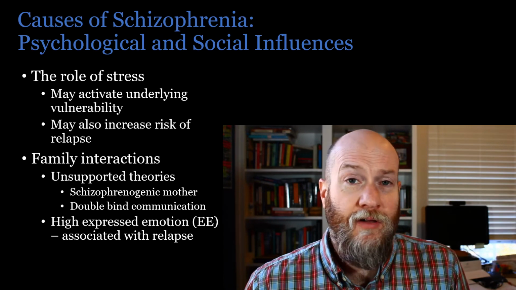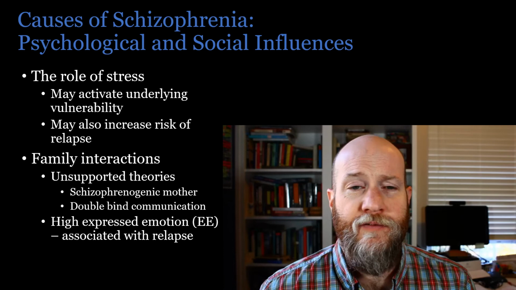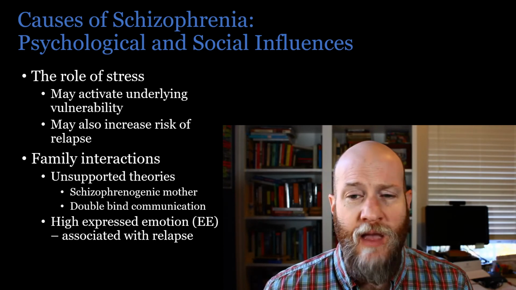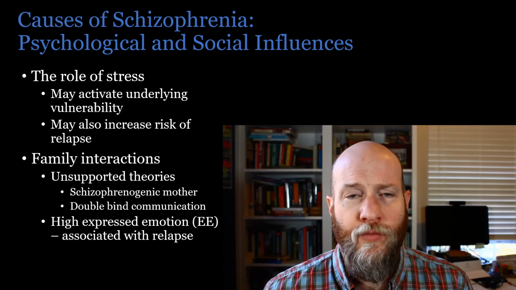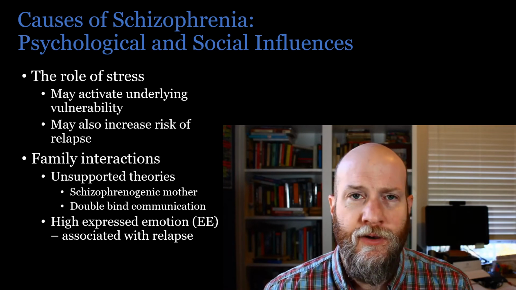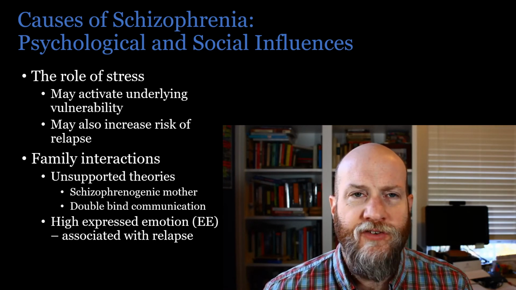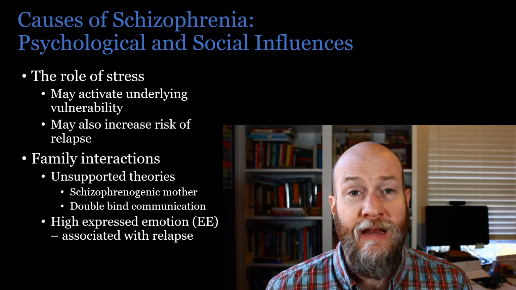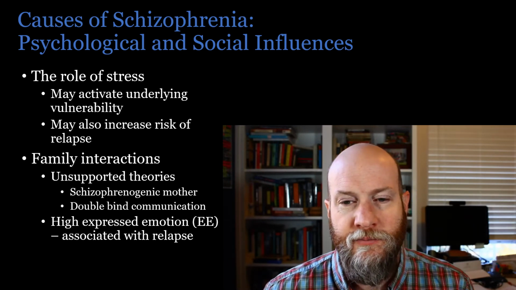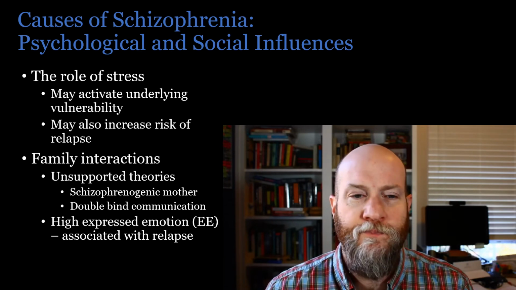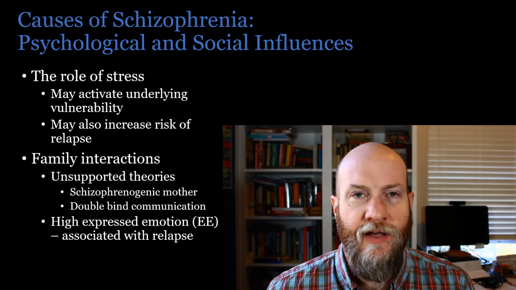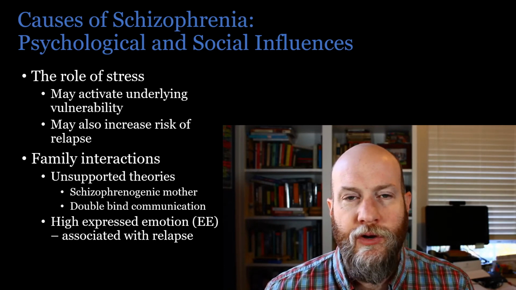So what are the psychological and social influences that play a role in the development of schizophrenia? As I said, this is a diathesis-stress example writ large. We know that stress plays a role in activating that underlying vulnerability. So stress also increases the risk of relapse, meaning the reemergence of psychotic symptoms or more problematic negative or catatonic symptoms, disorganized symptoms, excuse me.